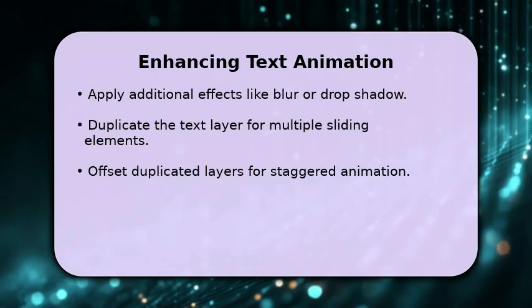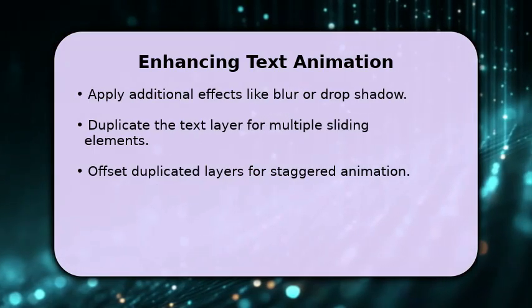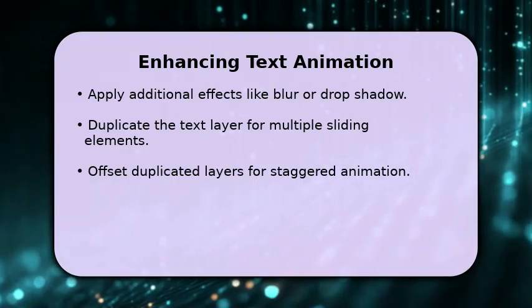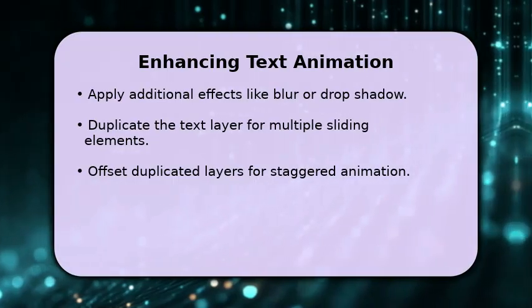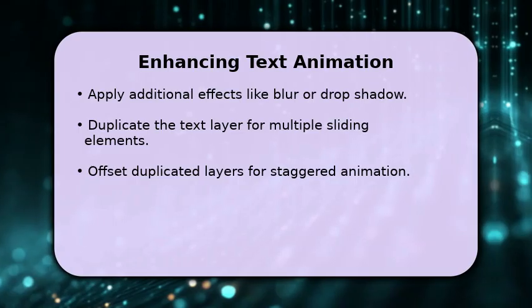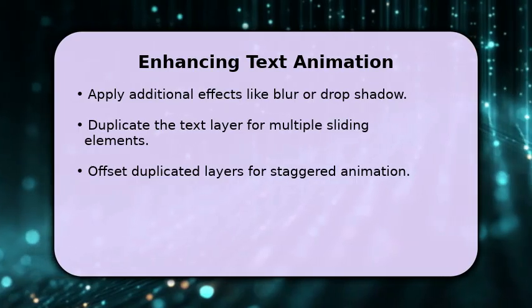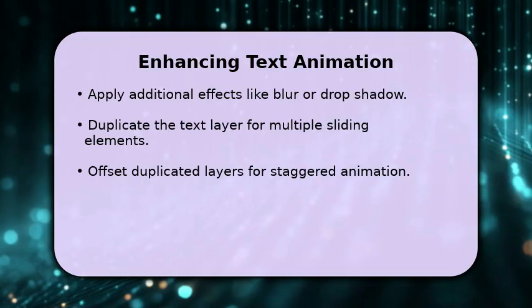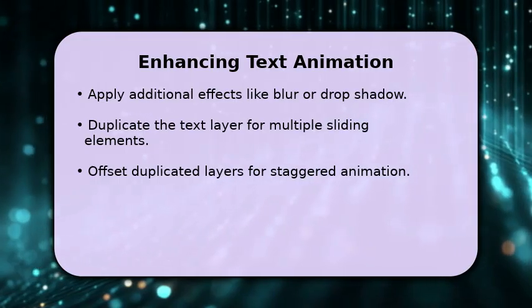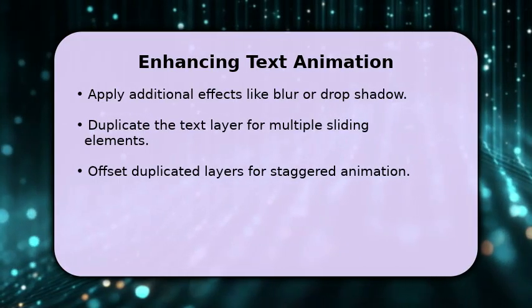Finally, let's enhance your sliding text. Consider adding a subtle drop shadow or a slight blur effect to give it more depth. To create multiple sliding text elements, simply duplicate your animated text layer. Then, offset the duplicated layers slightly on your timeline to create a staggered, dynamic entrance.